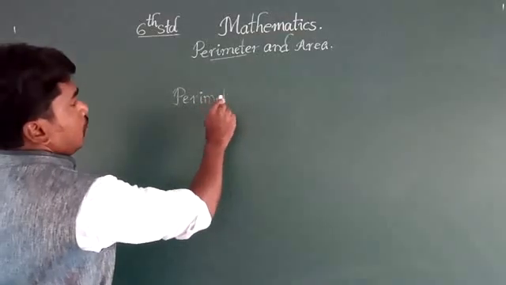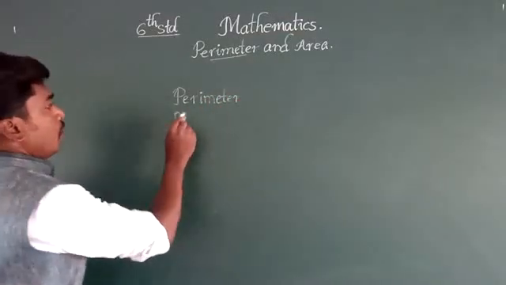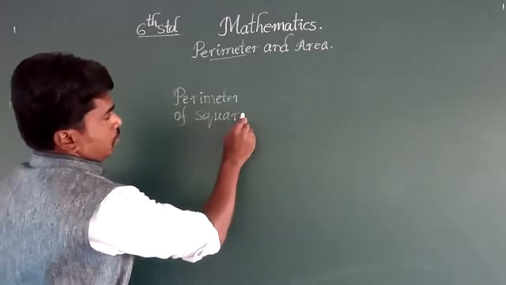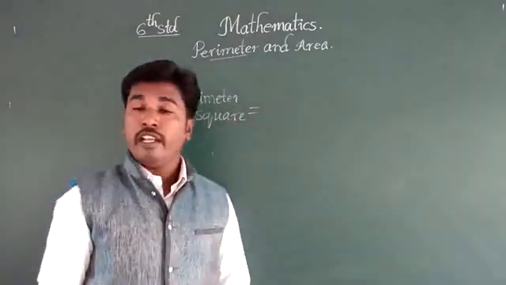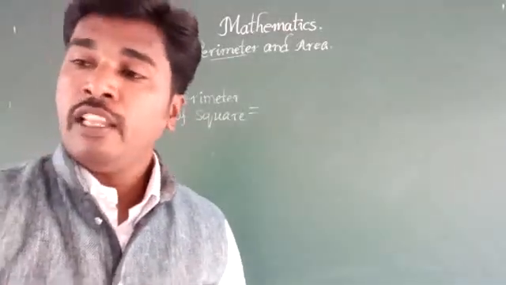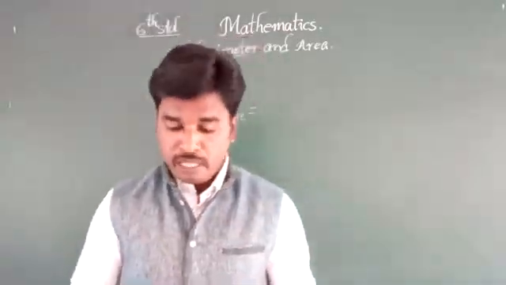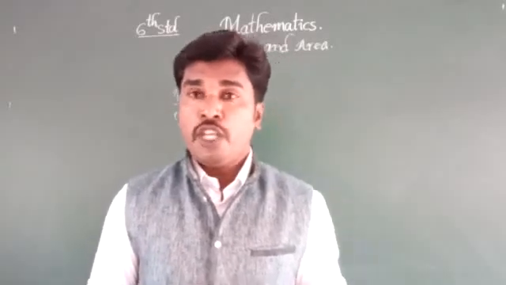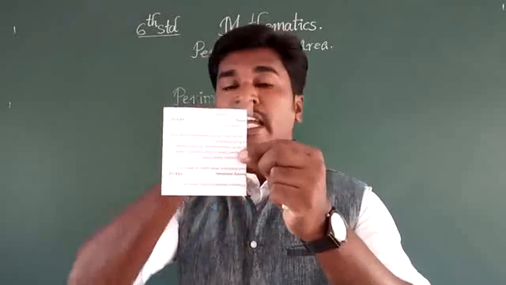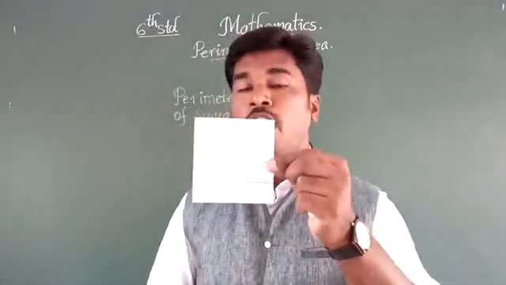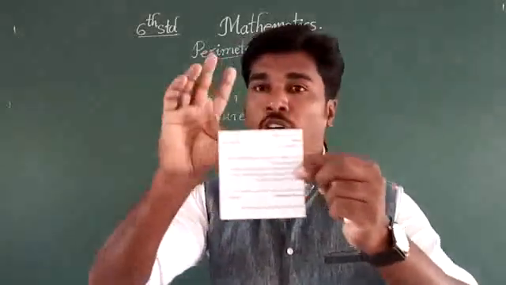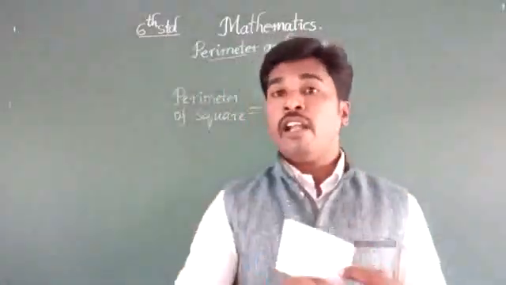Perimeter of square. What is the perimeter of a square, dear children? In a square, all the sides are equal. Now I am going to show a simple shape of a square. All sides are equal. How many sides are there? Here, 1, 2, 3, 4. All 4 sides are equal.